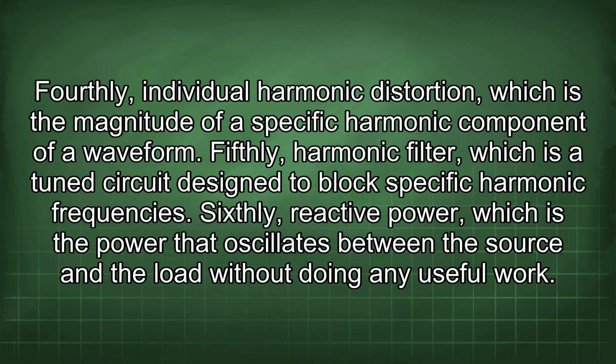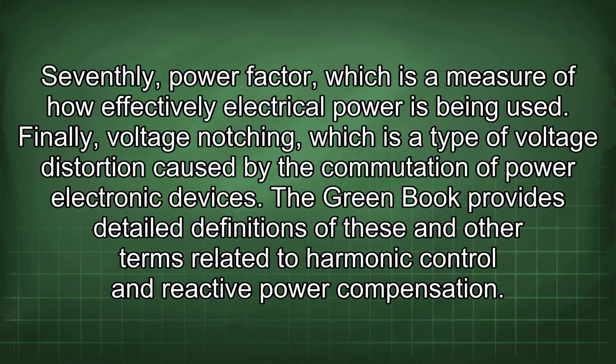Fourthly, individual harmonic distortion, which is the magnitude of a specific harmonic component of a waveform. Fifthly, harmonic filter, which is a tuned circuit designed to block specific harmonic frequencies. Sixthly, reactive power, which is the power that oscillates between the source and the load without doing any useful work. Seventhly, power factor, which is a measure of how effectively electrical power is being used. Finally, voltage notching, which is a type of voltage distortion caused by the commutation of power electronic devices. The Green Book provides detailed definitions of these and other terms related to harmonic control and reactive power compensation.